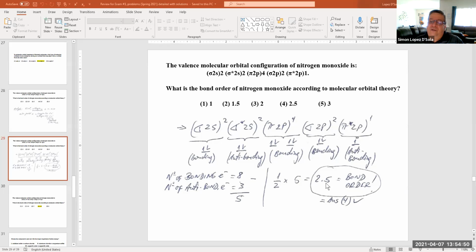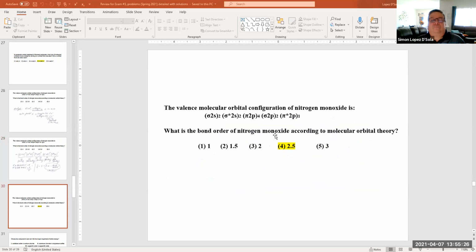Remember that the bond order is telling you also about the stability of the molecule and how strong that bond is. So in this case, we have a high stability for that molecule, so that molecule exists. If you have a bond order equal to 0, it means that molecule is unstable and does not exist. But this is not the case. In this case, the question is just asking to calculate the bond order. 2.5, that molecule exists, and we know that nitrogen monoxide exists. So the answer is 2.5.